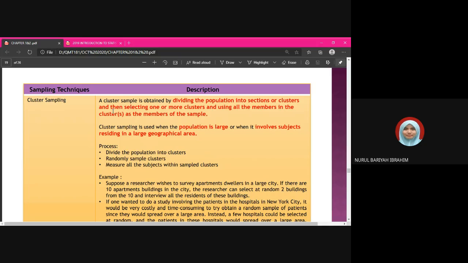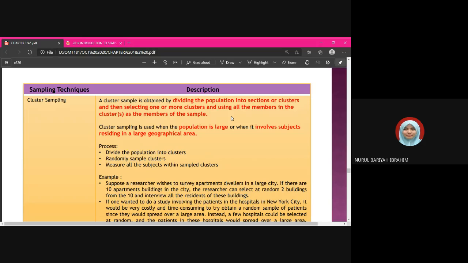Okay, kata kat sini, selecting one or more clusters and using all the members in the cluster as the members of the sample. Okay, before this, dalam stratified sampling technique, let's say we have 5 subgroups ataupun 5 strata. The way we select the sample adalah we need to select the sample from each subgroup. Betul. Kita kena select sample from each subgroup kalau stratified sampling technique.